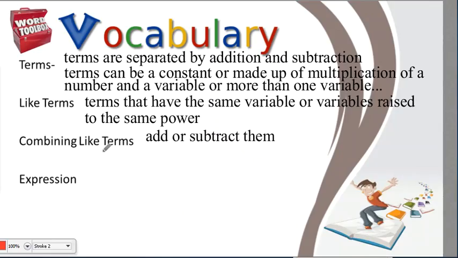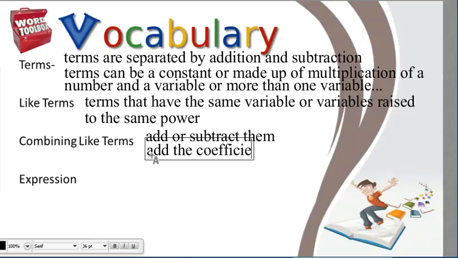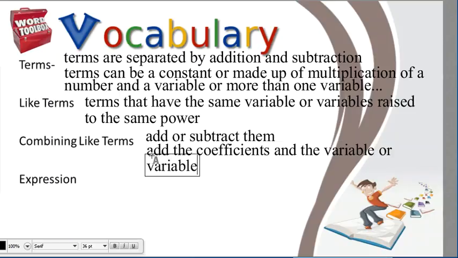So in order to combine like terms, the terms have to be like terms. Okay, that's super important. You can only combine things that are like terms. When you combine like terms, let's add to this definition, you add the coefficients and the variable or variables stay the same. Okay, so you don't change those.